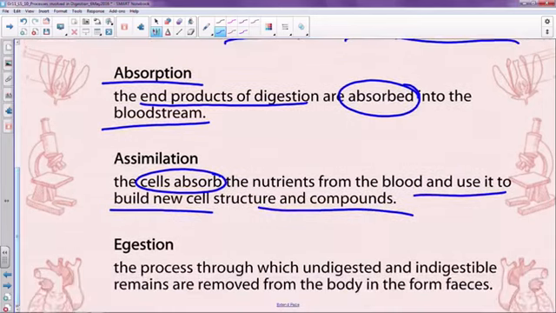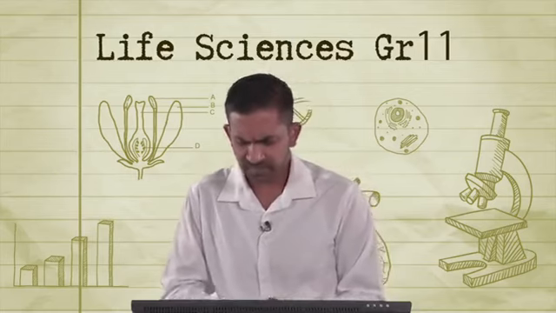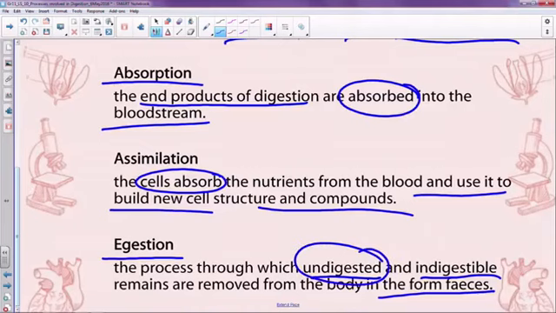And then finally, we're looking at the process of egestion, which essentially is the process that removes undigested and indigestible remains from the body in the form of feces. So guys, we've got to remember that whatever we eat is not necessarily whatever the body needs. So if you think in terms of plant material, there is cellulose, which is indigestible. So we cannot digest cellulose.